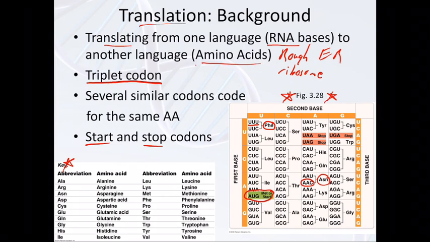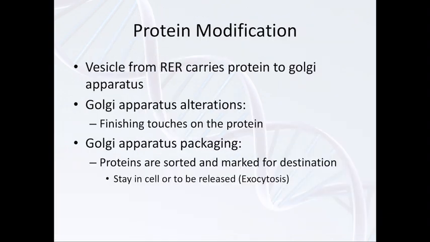Okay? And then finally, once it gets all those amino acids in, which are brought by the transfer RNA, it's going to reach one of these 3 options of a stop codon, and that tells the ribosome to stop making the polypeptide. It gets released, and it's off on its way to the next step. So that's translation.